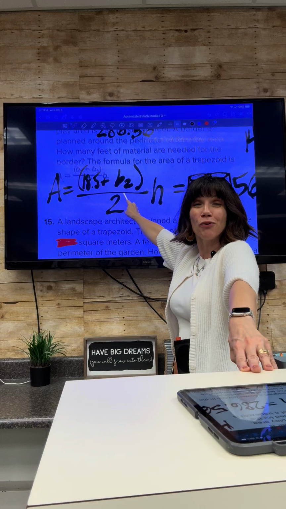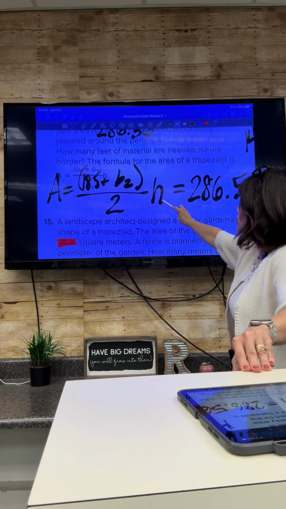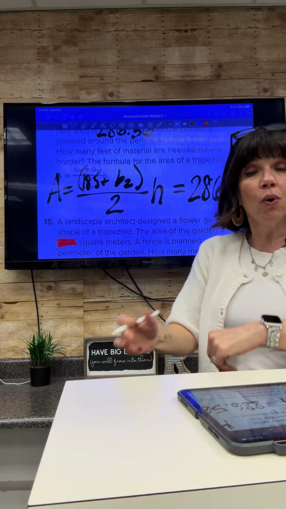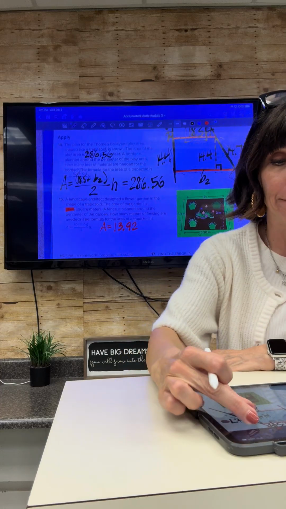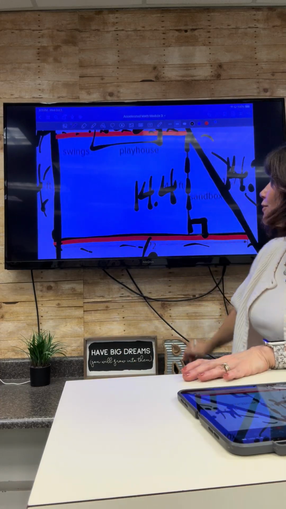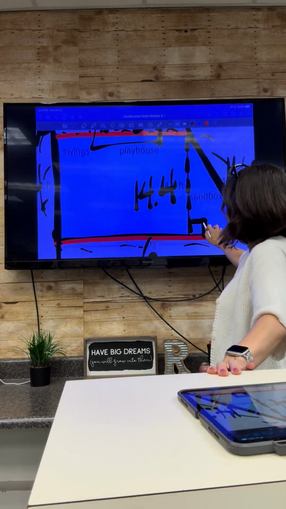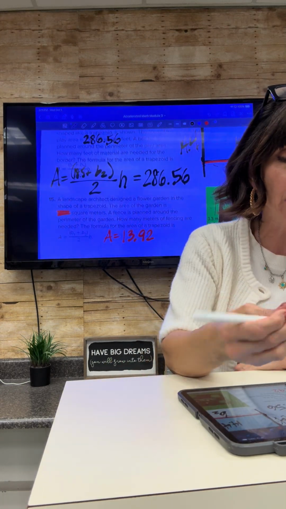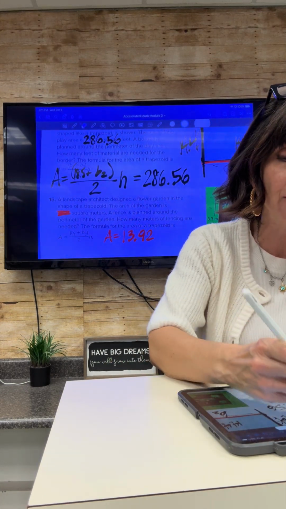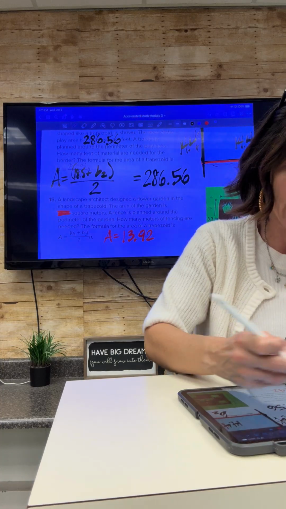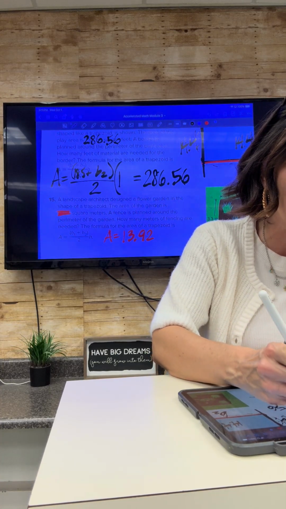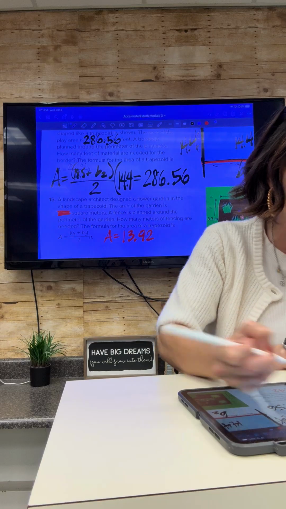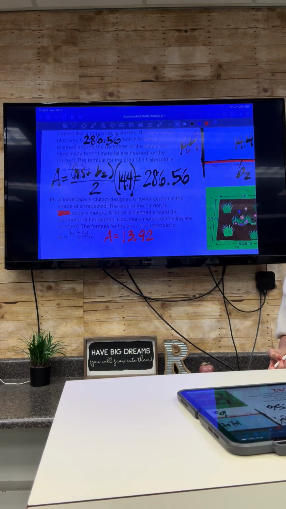And then do I have a measurement for base 2? No, that's what I'm looking for. Do I have a measurement for height? What is my measurement for height? Remember, we had a whole conversation how it's the perpendicular line? So 14.4. I'm going to put that in place of my variable what? H. So times 14.4. Are we good so far? Understanding why we're doing what we're doing.